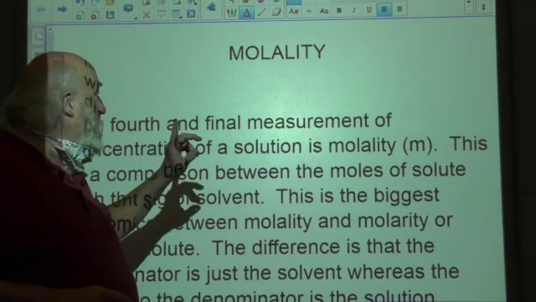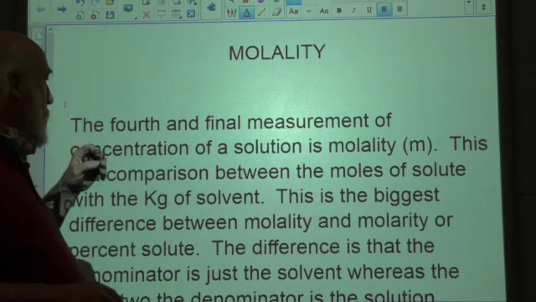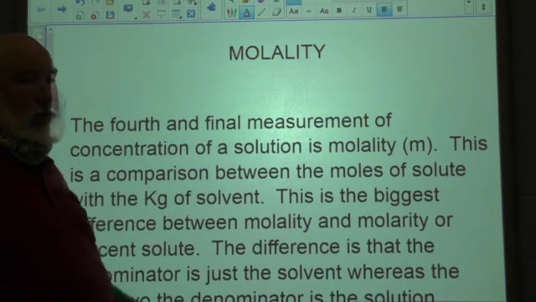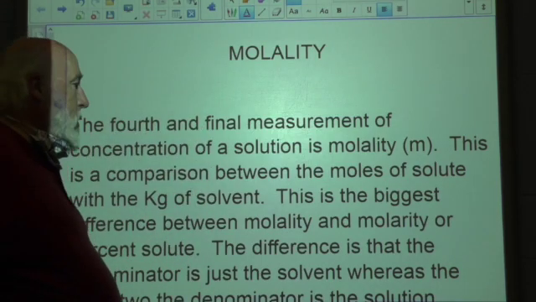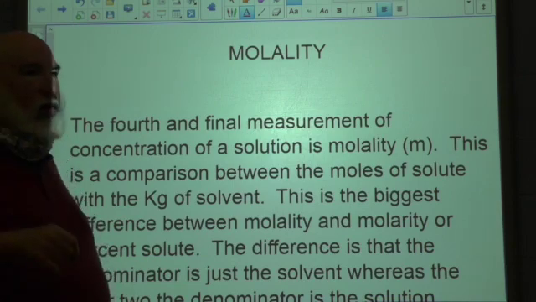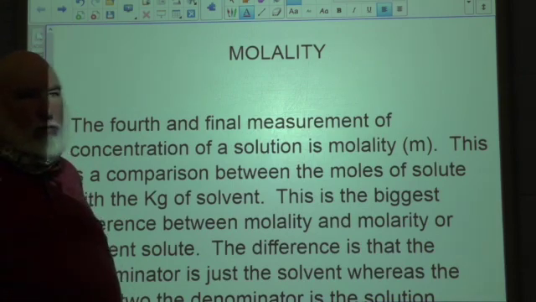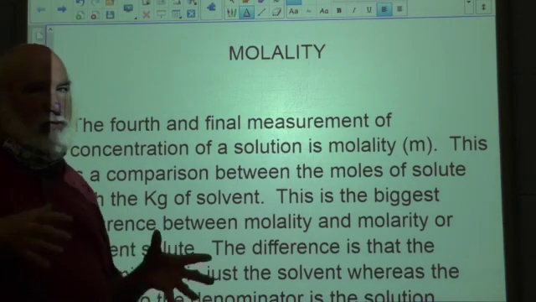Okay, so now we're going to start the last of the 4 measurements of concentration. And this is called molality, which sounds a lot like molarity. In fact, it is the same except for 1 letter. And because of this, and the fact that the formulas are similar, people get these 2 mixed up. So we have to be aware of the difference here.